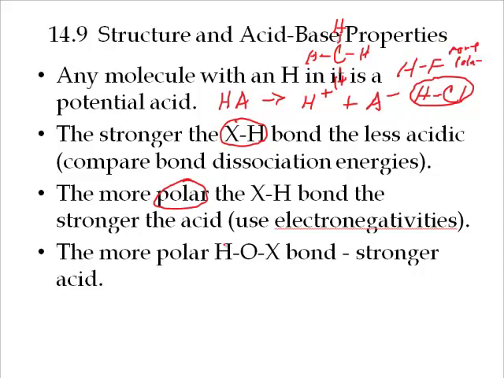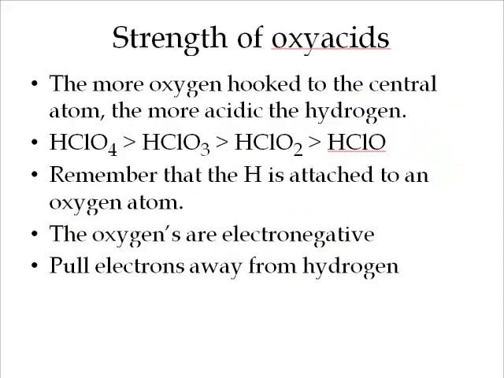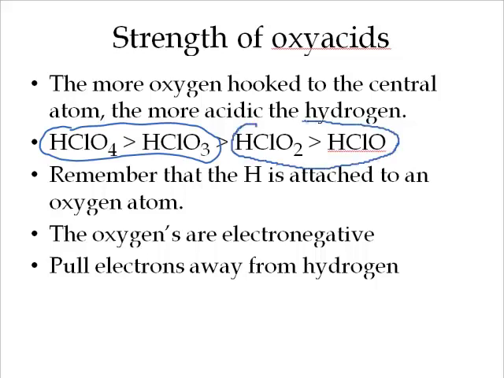Another thing that we have to deal with is oxyacids. When we have oxyacids, the more polar the bond there, the stronger the acid. And I've got some diagrams that'll show that for you. So let's look at these oxyacids real quick. The more oxygen is hooked to the central atom, the more acidic the hydrogen. You guys know the seven strong acids, and HClO4 is definitely part of it, but it's only these two right here that are considered strong acids. These two are considered weak acids.